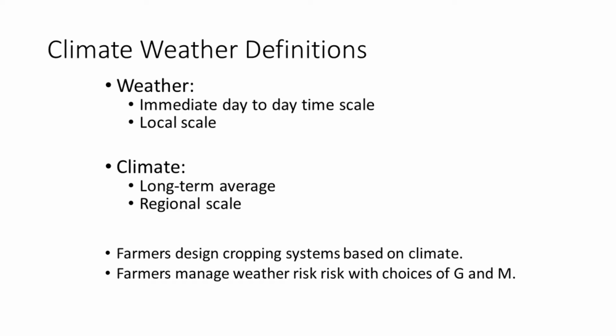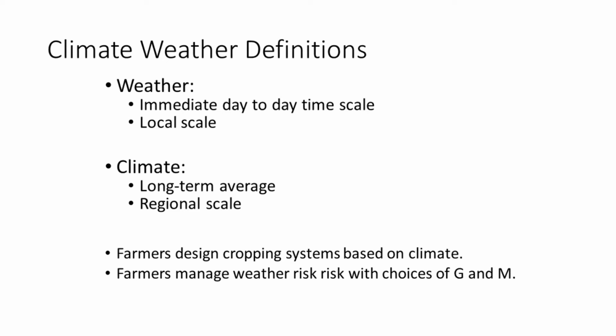Farmers design cropping systems based on the climate. So Ontario farmers generally don't wake up and say, hey, you know what, I think this is the year to grow bananas. I think this is the year to do it, okay? Because long-term climate just is not suitable to banana production. And Mary Ruth, Professor McDonald, is going to talk all about bananas in her tropical cropping systems lectures.